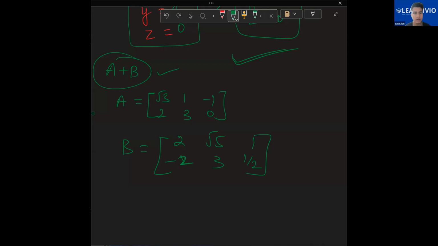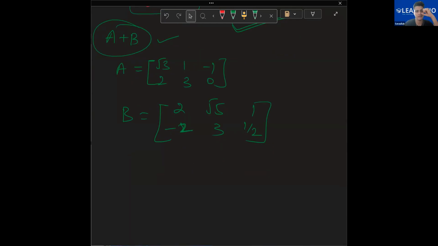Sir, for the first element, it is 2 root 3. Then second element is 1 plus root 5. 2 plus root 3. 2 root 3 and 2 plus root 3 are different things. Yes, sir, 2 plus root 3. Okay. And 1 plus root 5. Then 0. Then 6. Then 1 by 2. Okay.